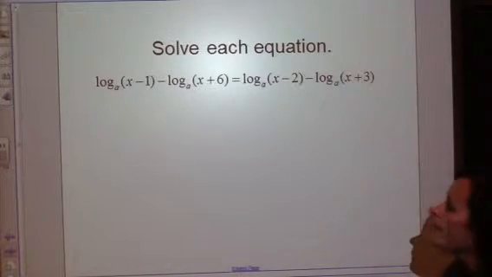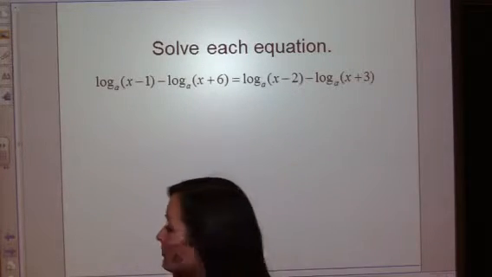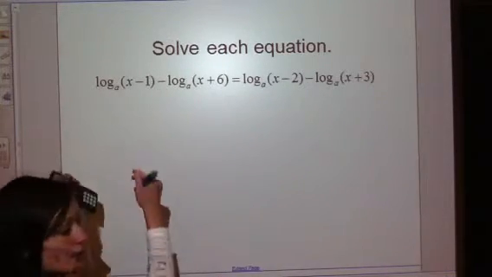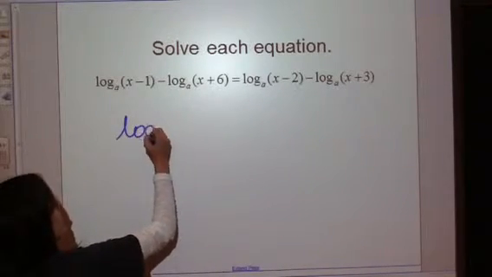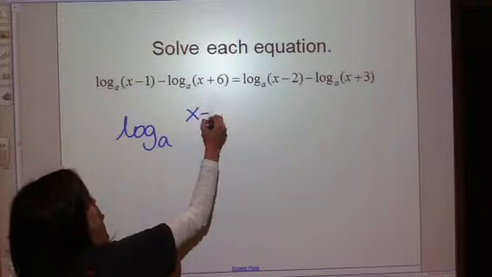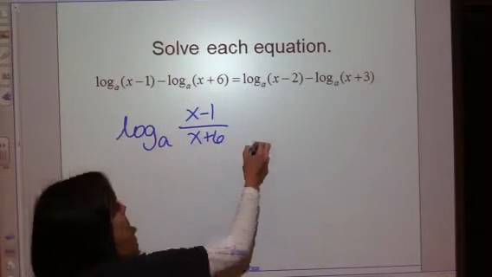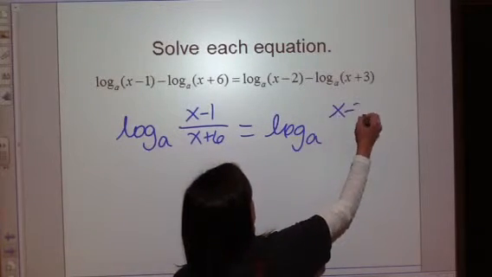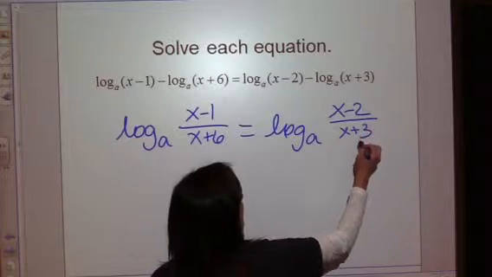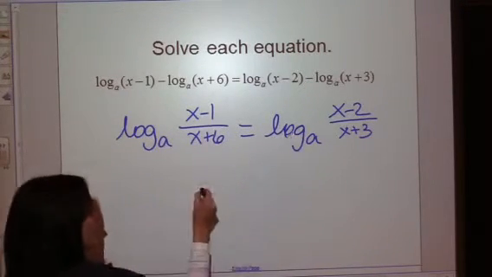Alright, so let's go back to what we did at the beginning. Just a refresher. So here we got log on both sides. So when we had log on both sides, we had to rewrite it to have a single log on each side. So I'm going to rewrite this side as log base A of x minus 1 divided by x plus 6. I chose division because it was subtraction. This one I have log base A of x minus 2 over x plus 3. I chose division because it was subtraction. They both have log base A.